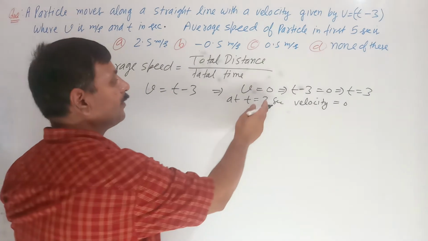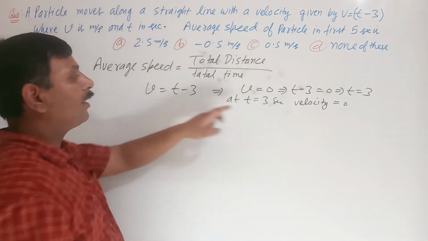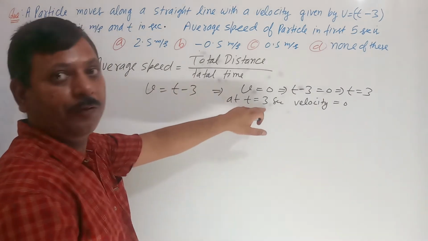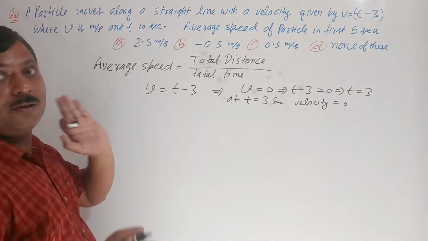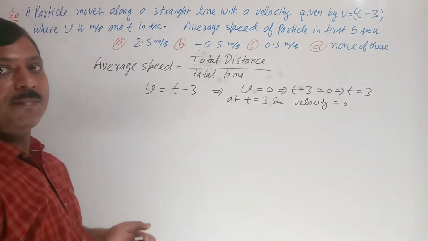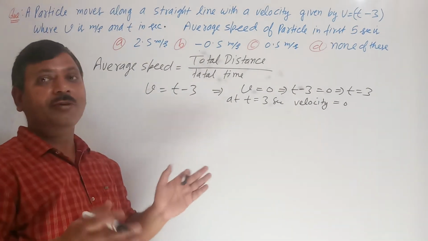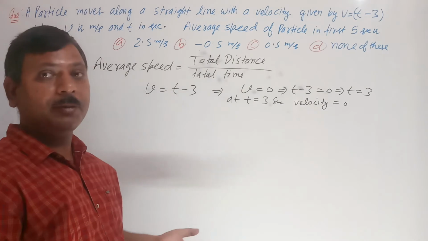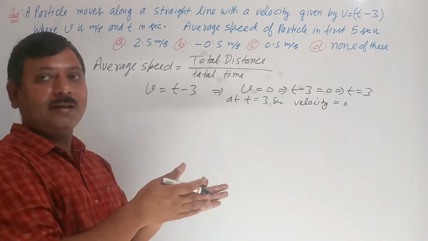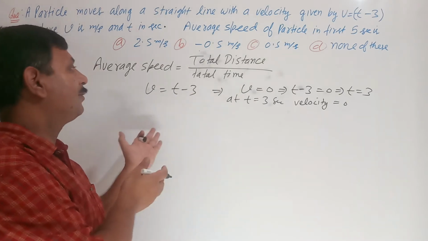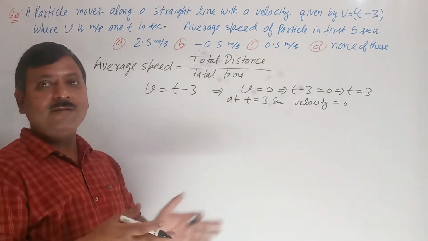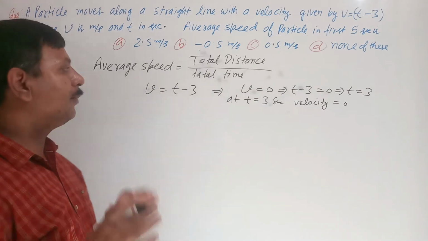Here also we can say before 3, if we are putting 1 second, the velocity is negative. After 3-4 seconds, if you put it here, velocity becomes positive. Meaning, before 3 seconds what happened? Displacement will be negative. After 3 seconds displacement will be positive. So we have to take separate displacement before 3 and after 3. After that, if you want to find the distance, we have to take the modulus form and add.